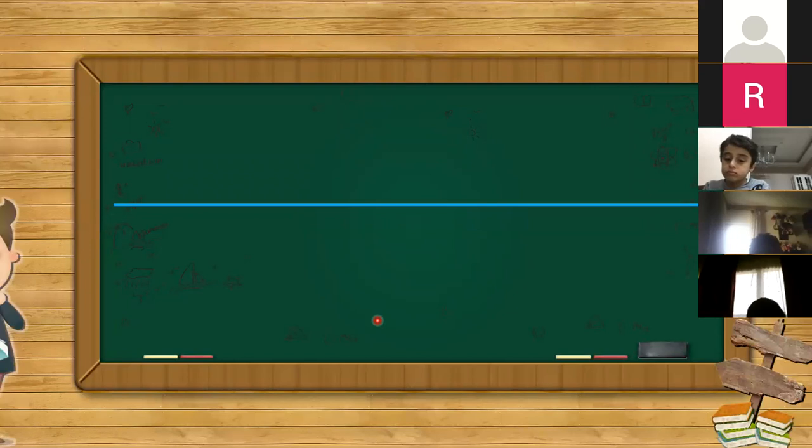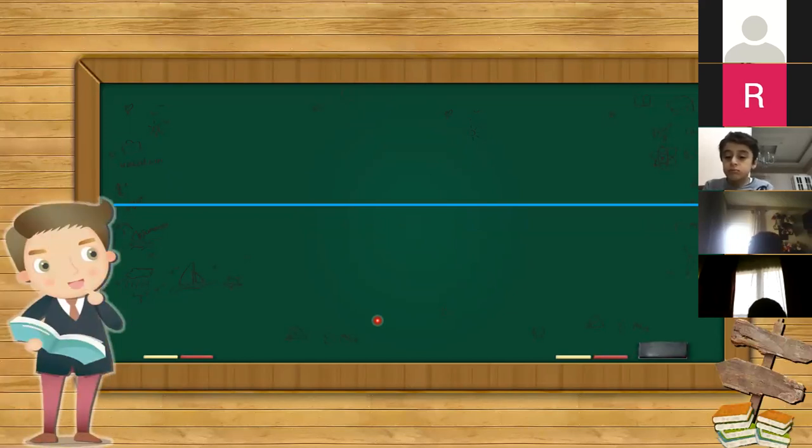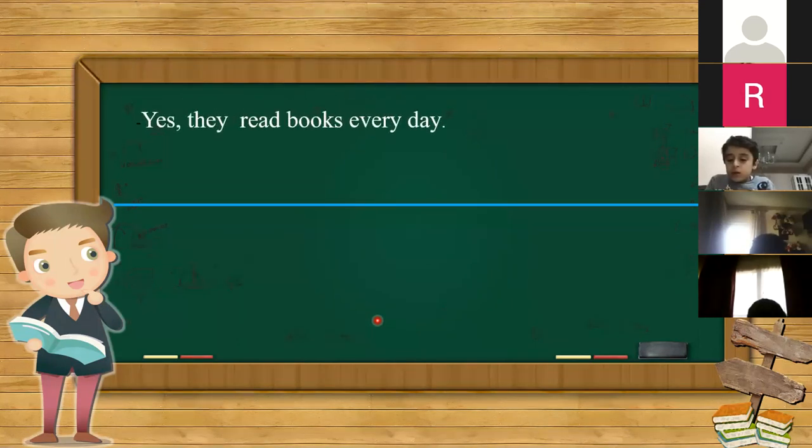Look here carefully, please. I want you to pay me your attention, all of you. Okay? Carefully. Talia, Mazen, please pay me your attention. Okay, look here. We have an answer here. Yes, they read books every day. We want to make a question here. We want to make a yes or no question.